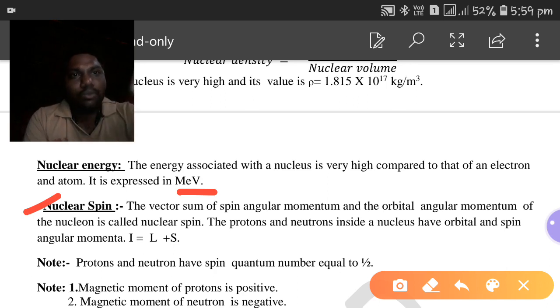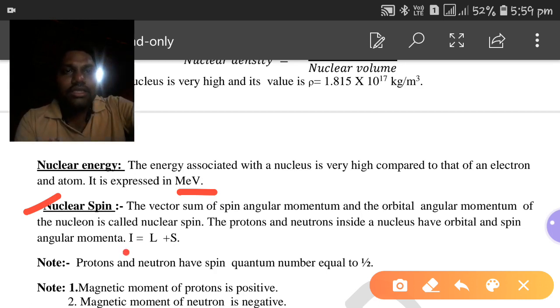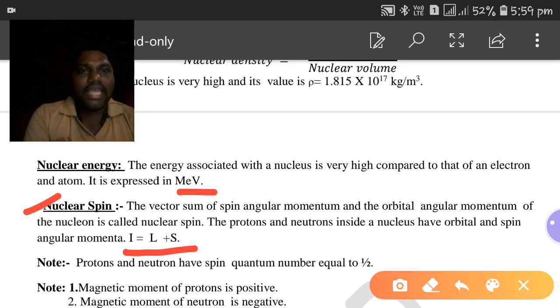The vector sum of the spin angular momentum and orbital angular momentum of the nucleus is called nuclear spin. It is given here as I = L + S, where I is the nuclear spin, L is the orbital angular momentum, and S is the spin angular momentum.